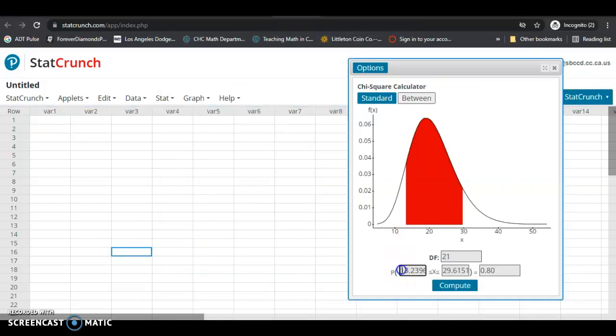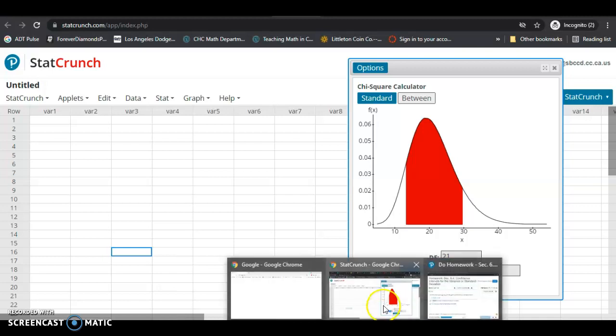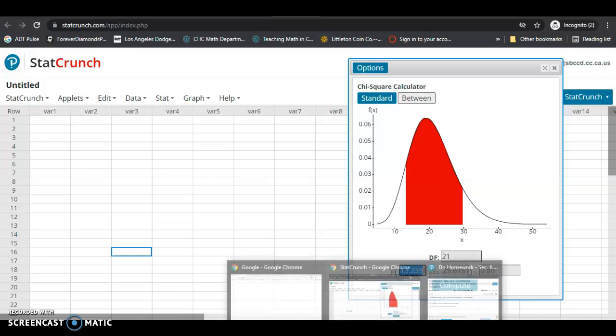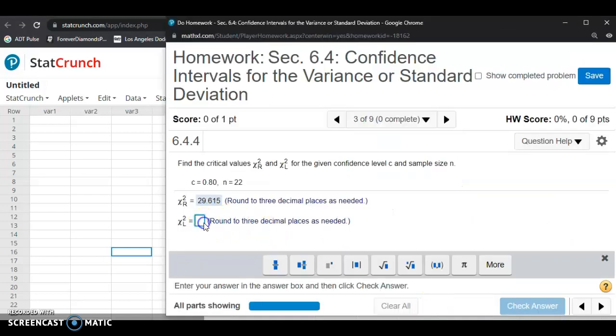And then the other critical value, chi-square sub L, the left-hand critical value, when rounded to 3 decimal places, that 9 gets rounded up to a 10, so you put a 0 there and then carry the 1 over to the 3, and then 1 plus 3 becomes 4. So when rounded properly to 3 decimal places, the left-hand critical value is 13.240.